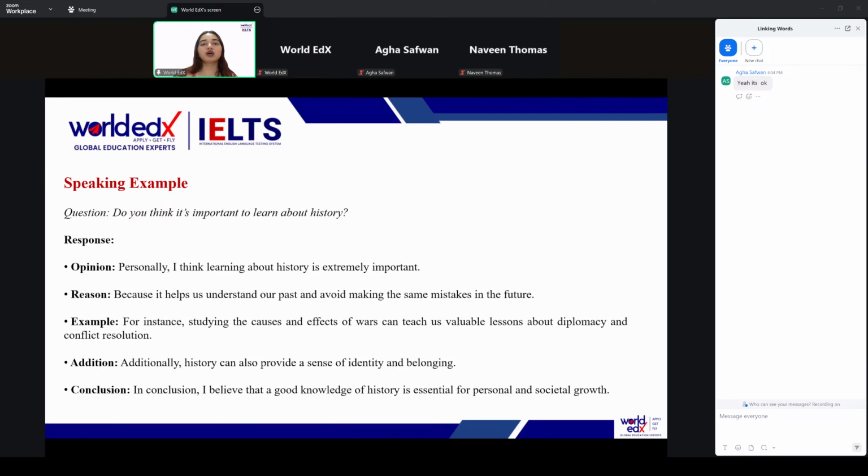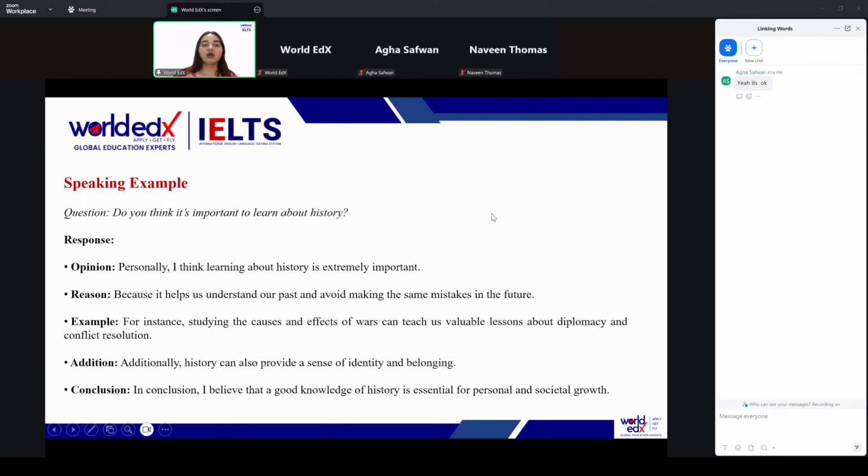You don't really have to bang your head against the wall and use all of these things. Just stick to the basics: opinion, reason, and example. So whatever question has been asked to you, first give the opinion, say yes or no, then give the reason behind your opinion, and then give an example to back up your opinion and the reasons.